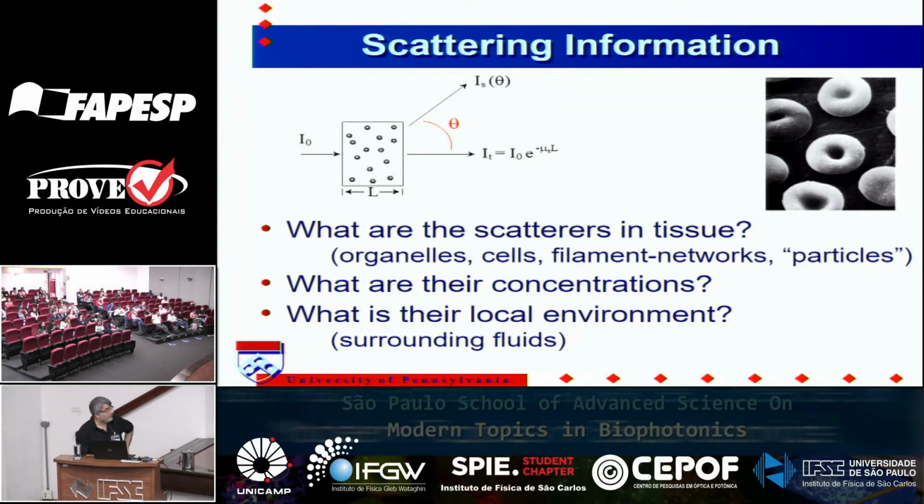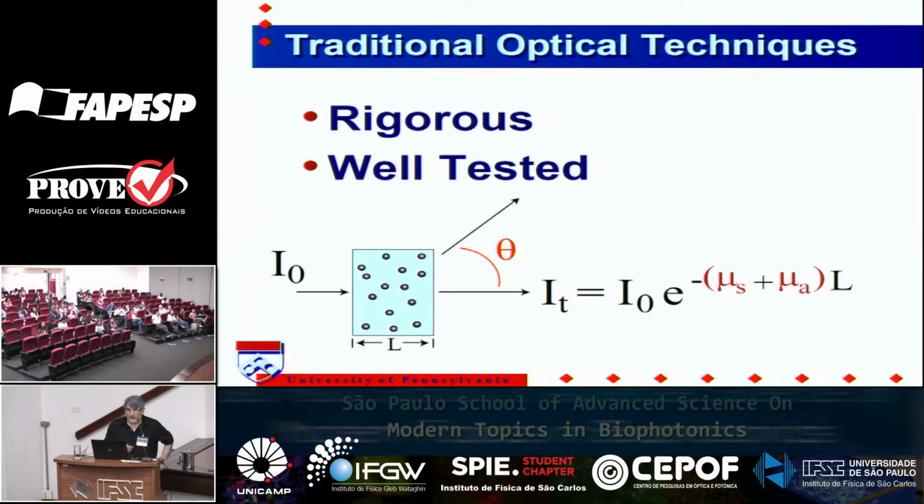Okay, so there's information about scatterers in this data. We can think about what the scatterers in tissues are. There's a wide range of them. They range from organelles like mitochondria, nuclei, and cells, but also interfaces and filamentous networks that could act like particles. In principle, if we can measure this well, there's information about the concentrations of these things and about their local environment. For example, if the local fluid is changing its index of refraction, that would change the scattering signal.